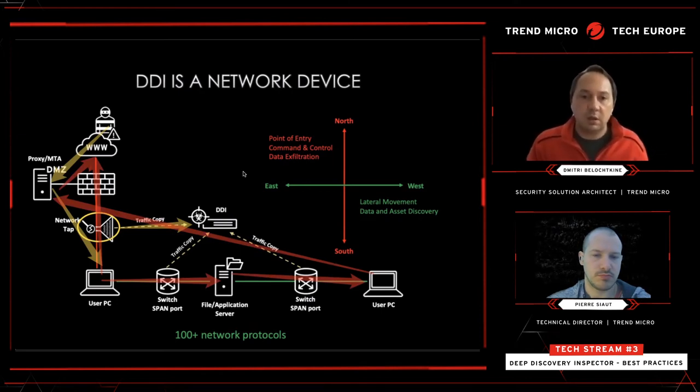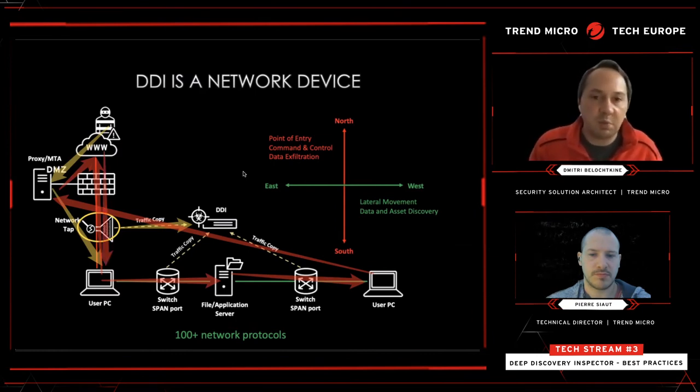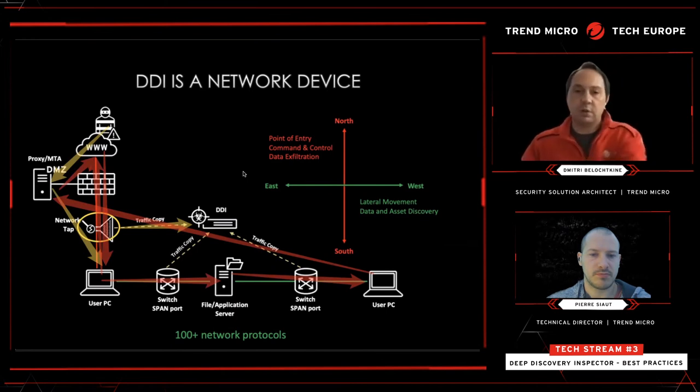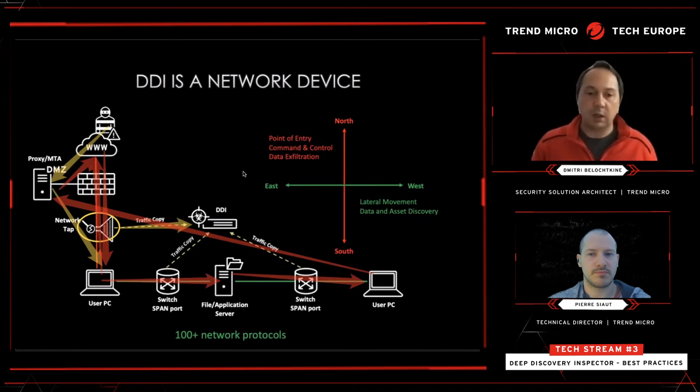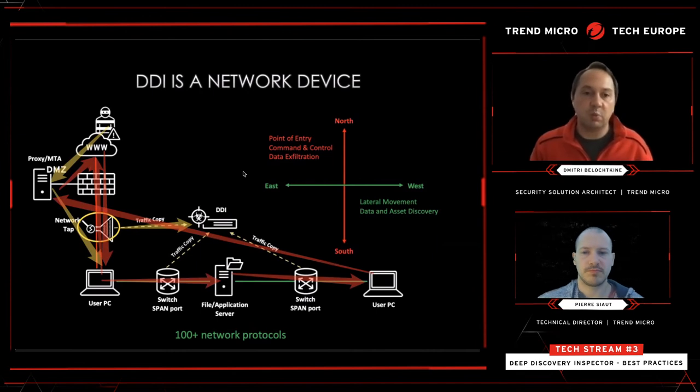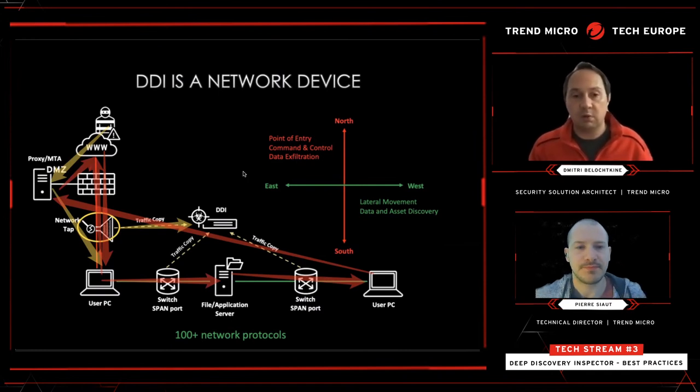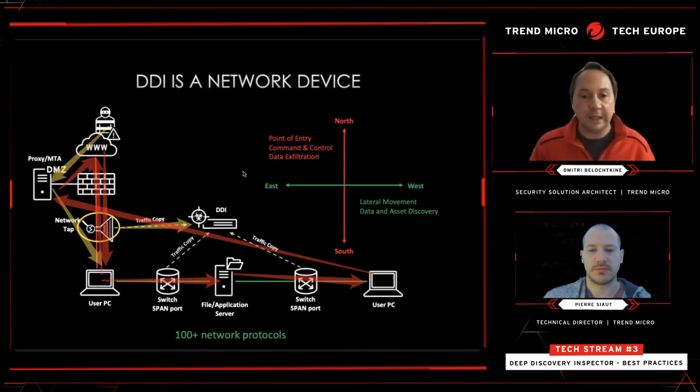As you can see, very easy. With the right positioning, you can see not only north-south traffic, the red lines right here, where you will have inspection of point of entry, command and control, and data exfiltration. And then also east-west, with the right positioning you'll get lateral movement detection and data asset discovery. Again, with over 100 protocols, it will give you visibility not only into common protocols at the perimeter, HTTP, DNS, FTP, SMTP, and so on, but also into other protocols used inside of the network.